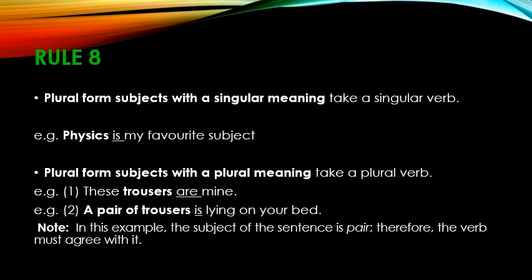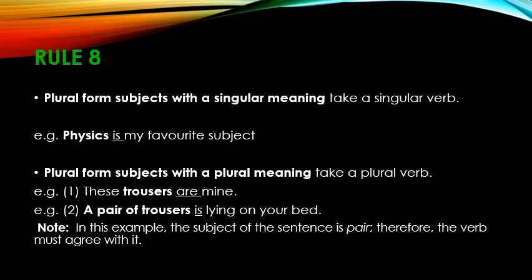Now, rule 8 has 8.1 and 8.2. 8.1 says that there are certain subjects which look like plural, but they have a singular meaning, like maths. Maths is an interesting subject. Maths looks like a plural noun, but it has a singular meaning. We're talking about a subject.